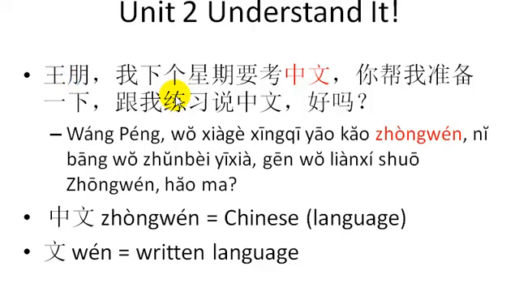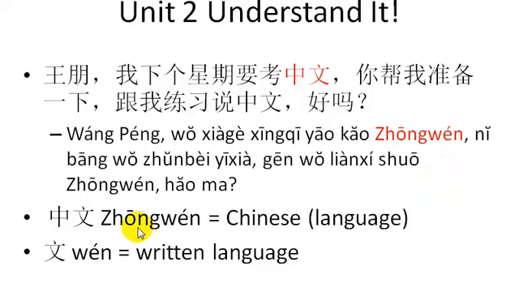Okay, let's move on. 王鹏，我下个星期要考中文. So you know 考, try and recall that. 中文 is new. So 中文 is simply another way of saying Chinese, the Chinese language. 中 here is China, and 文 is the character for written language, writing. So 中文 together means Chinese language. Now, it doesn't mean just the Chinese written language. It means Chinese language in general.